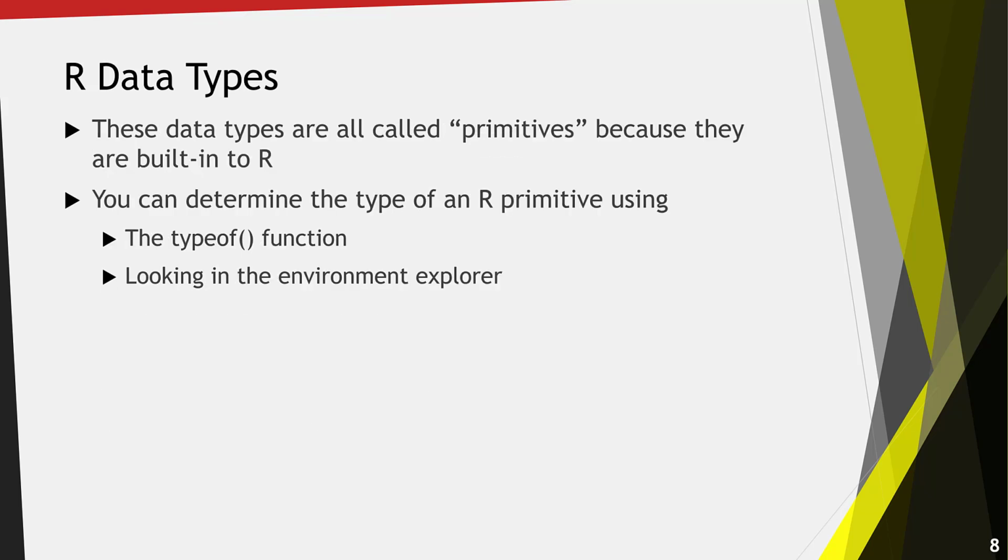So each of these data types are called primitives because they're built into R and they form the basis of all other data processing. You can determine the type of an R primitive using the typeof function. So inside the parentheses in typeof, you would put some data that could be a variable or it could just be the actual representation of the data, and R will tell you the data type. You can also tell the data type by looking in the Environment Explorer.